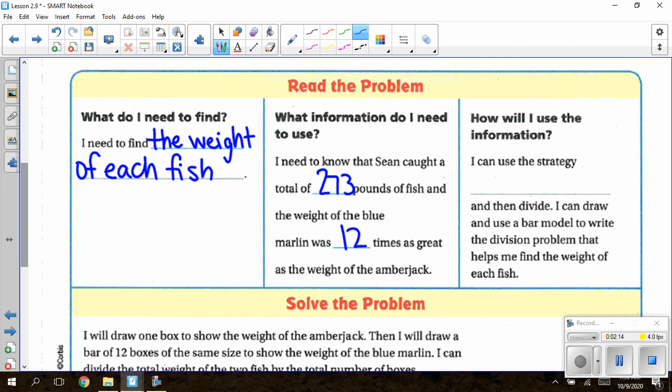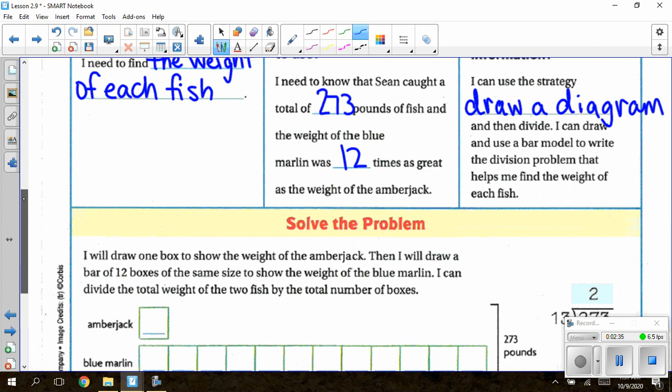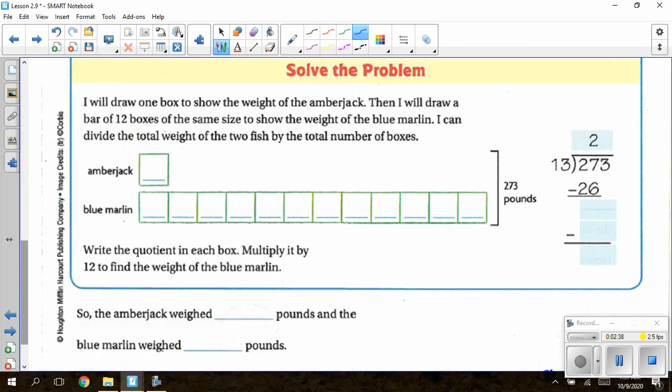In order to help me solve this problem, I can use the strategy draw a diagram and then divide. So I can draw and use a bar model to write the division problem that helps me find the weight of each fish. Now when we go to solve, in order to help us figure out what our division problem is, we need to draw boxes to find the divisor. So I will draw one box to show the weight of the amberjack, because we know the amberjack is the smaller fish. It does state that the blue marlin is 12 times as great as the amberjack.